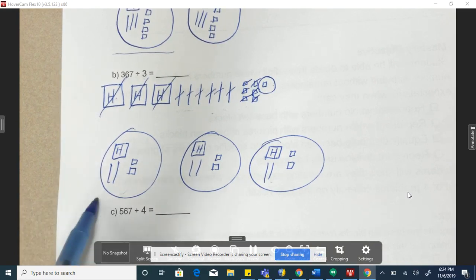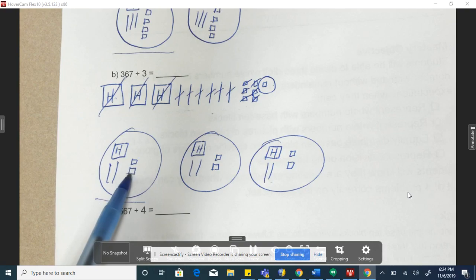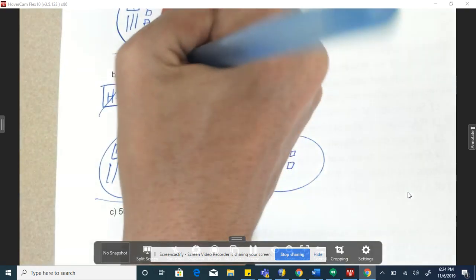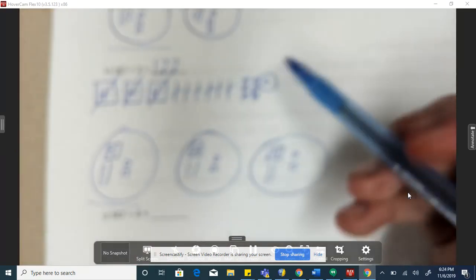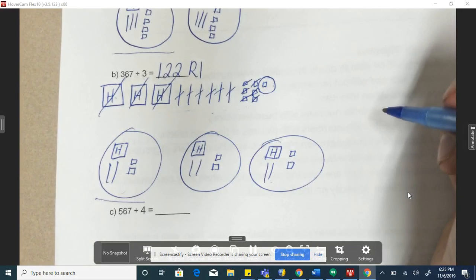So here we're looking at just one group. We have 100, 2 tens, 2 ones, so that's 122. And we have 1 cube left over, so my remainder is 1. Let's check using a bar model.